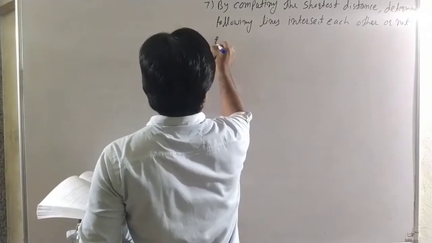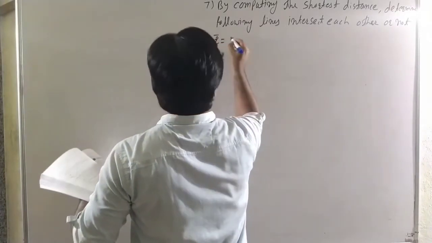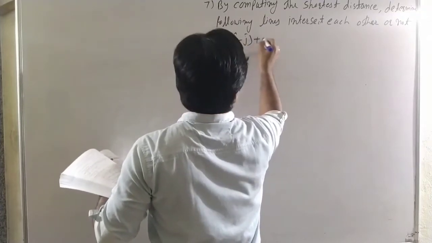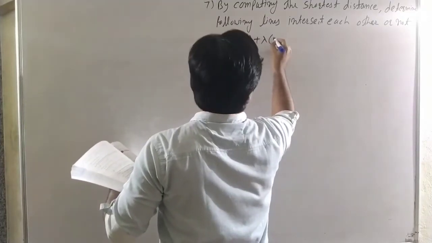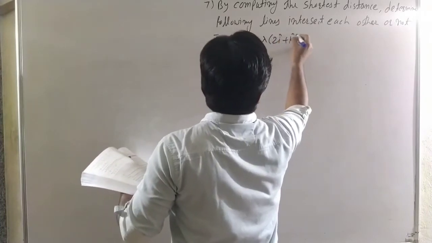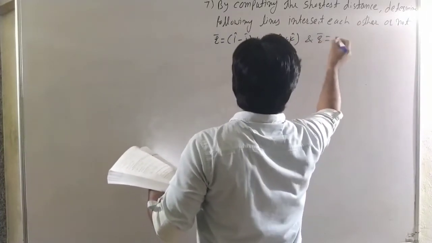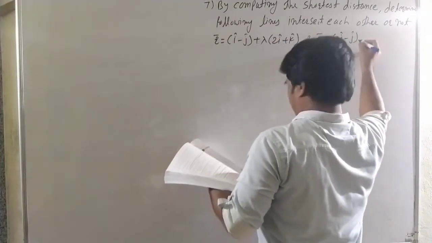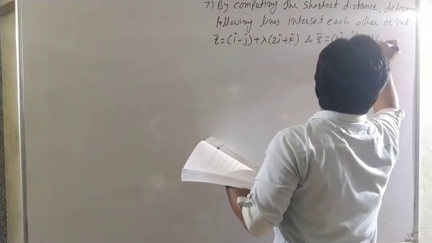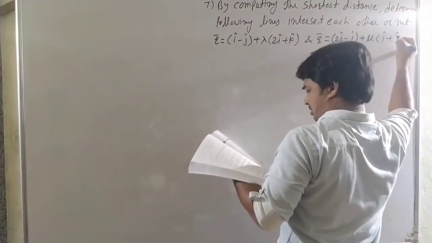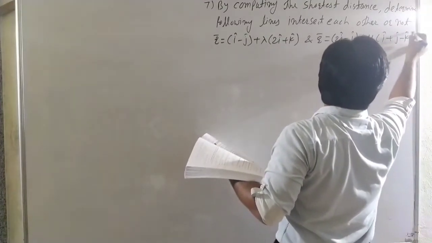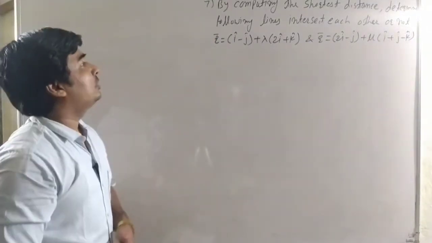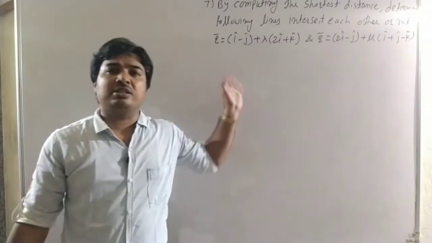Here, the first line is r bar equals i cap minus j cap plus lambda into 2i cap plus k cap, and the second line is r bar equals 2i cap minus j cap plus mu into i cap plus j cap minus k cap. By computing the shortest distance, we can determine whether these two lines intersect or not.